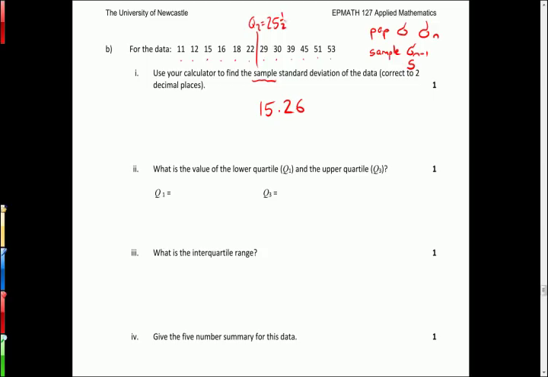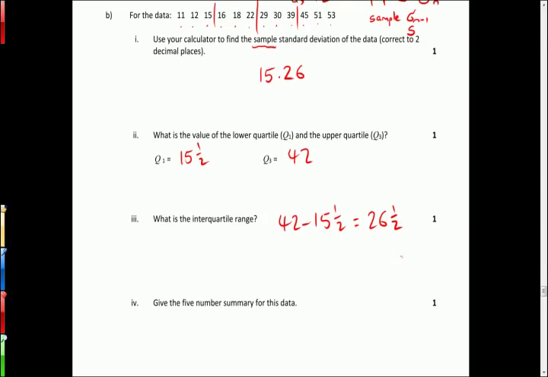Okay, now what's the half of the data to the left of that? Well, it's going to be right here. We'd say Q1 is 15 and a half, halfway between 15 and 16. Q3 will be there, halfway between 39 and 45, which would be 42. So what's the Q1? 15 and a half. Upper quartile, 42. Interquartile range we know is Q3 minus Q1, which is 42 minus 15.5. We've got ourselves a 26 and a half.